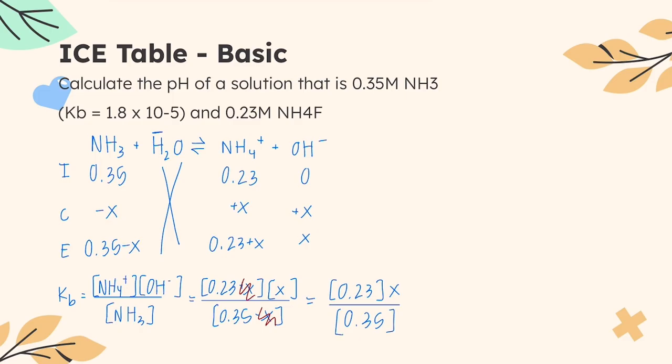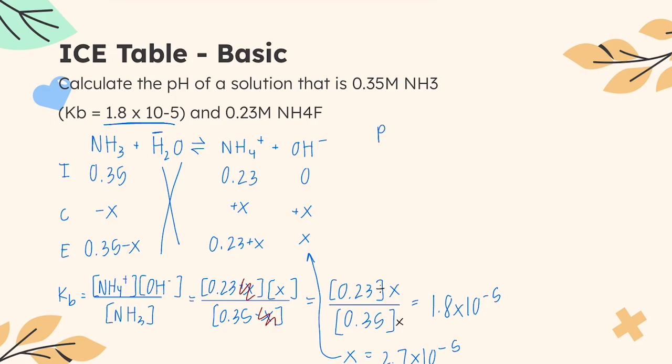We know that it gives us our Kb. So I'm setting this equal to 1.8 times 10 to the negative 5. My X value then, if I multiply by my 0.035 and I divide by my 0.23 to get the X by itself, I know that X is 2.7 times 10 to the negative 5. That value is equal to my OH minus.